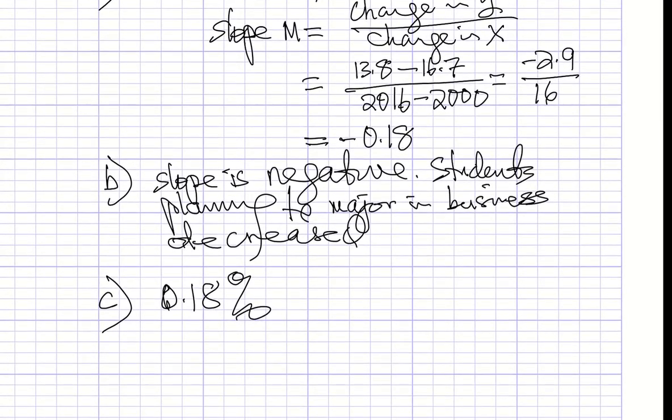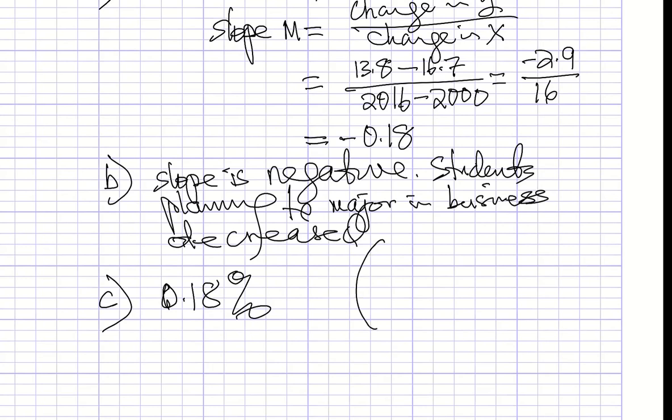0.18%. Again, like I said before, to remove the percent sign, you have to say it's over 100. If you remove that percent sign, it becomes 18 over 100. So it's the same thing as 0.18, because if you divide 18 by 100, you get 0.18, okay? So that's it, just 18%.